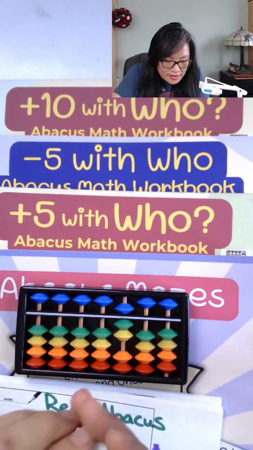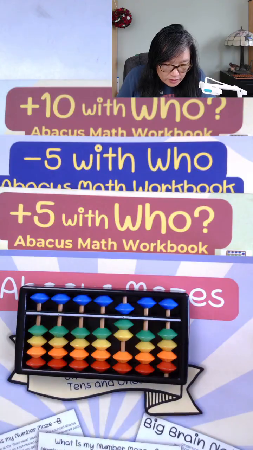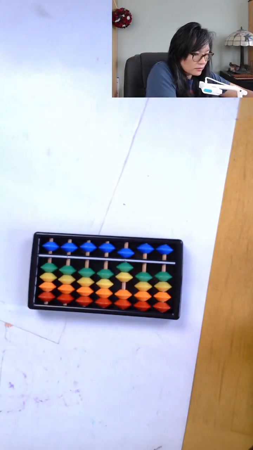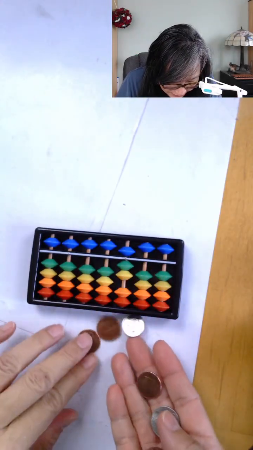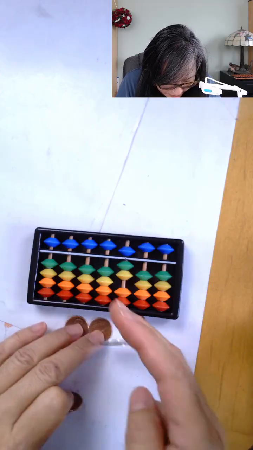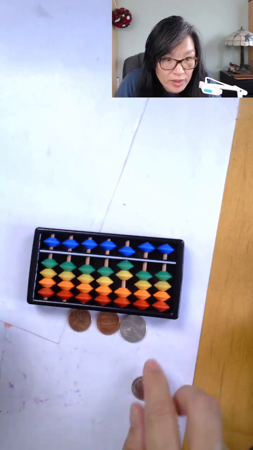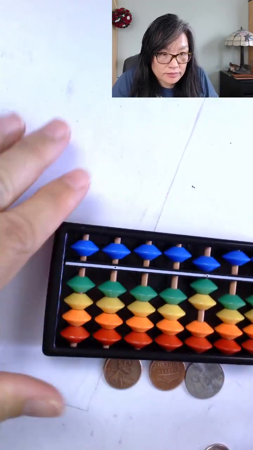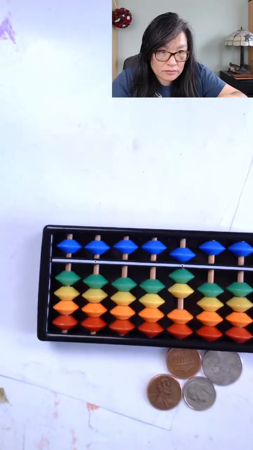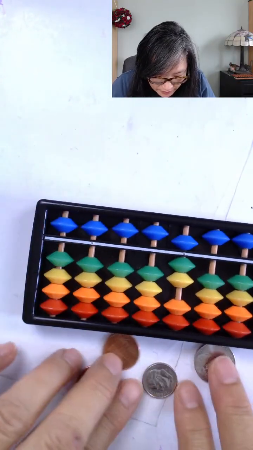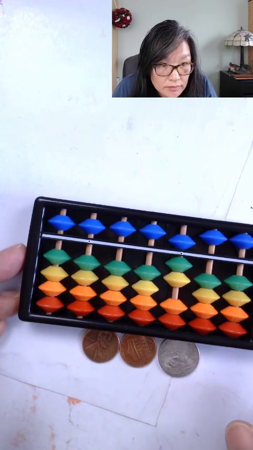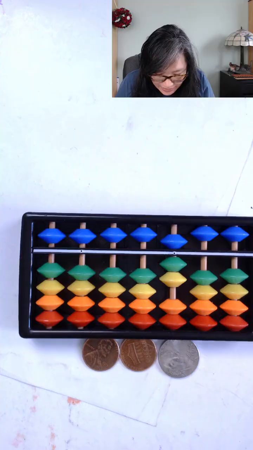Oh, this is brilliant. Okay, so here. I have 7 on my abacus, right? This is way better. So Cookie, I have 7 on my abacus. But guess what? I want to add 3.